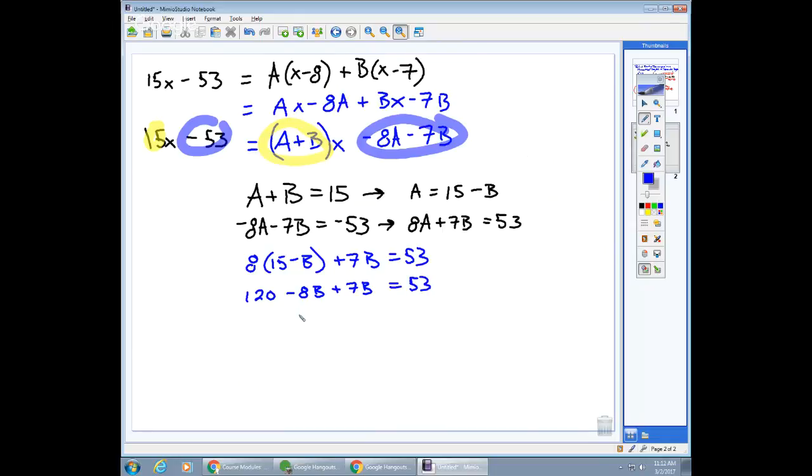Combining like terms, how about negative b, subtracting that 120 to the other side, this gives us negative 67. That sound right? I think so. So it looks like we've got b is 67. And a is 15 minus that. And so it looks like a is negative 52.